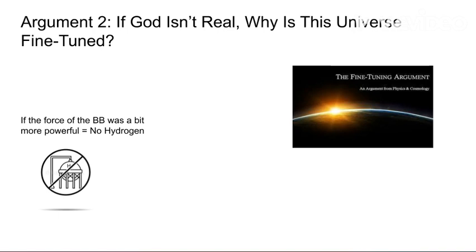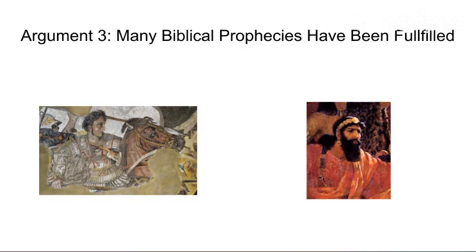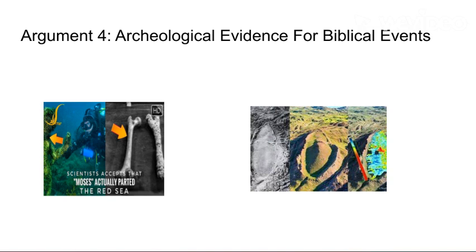Number three, many biblical prophecies have been fulfilled. Like the Bible has prophesied Alexander the Great and King Xerxes, both of which are in the book of Daniel. Number four, there's archaeological evidence for biblical events.